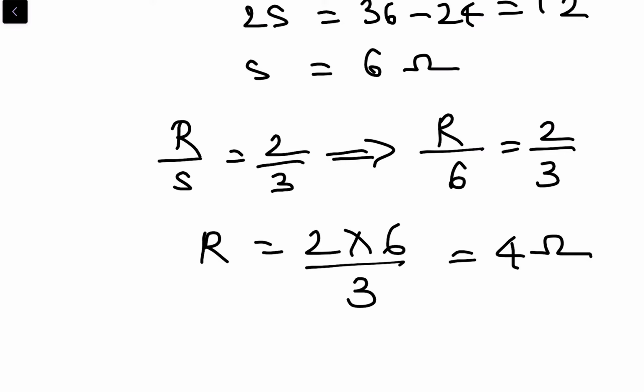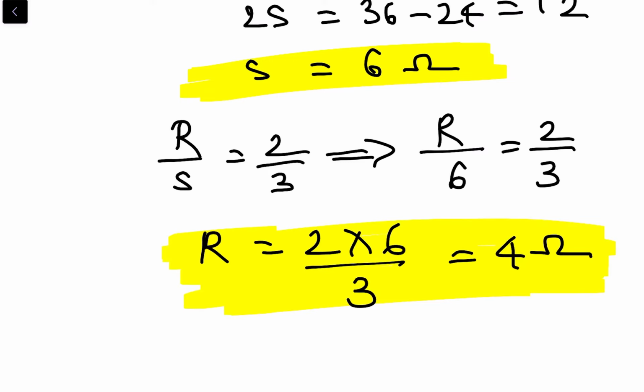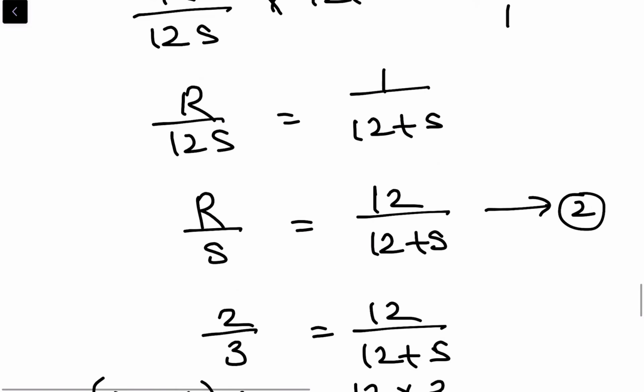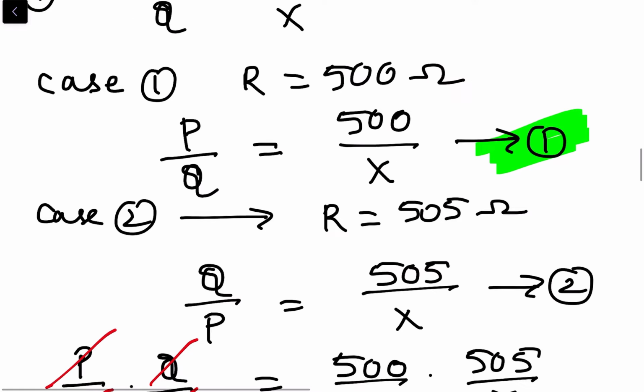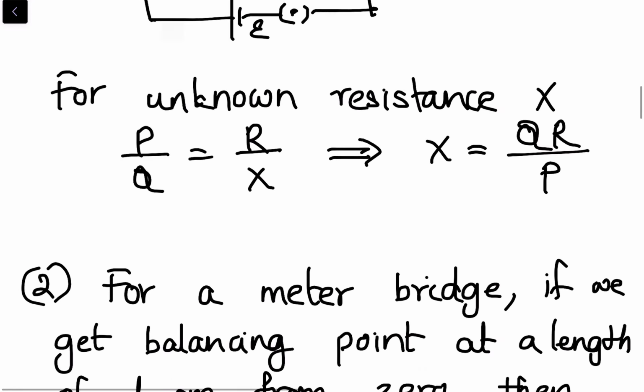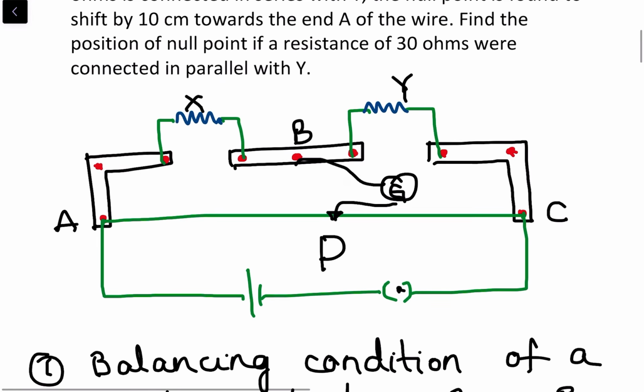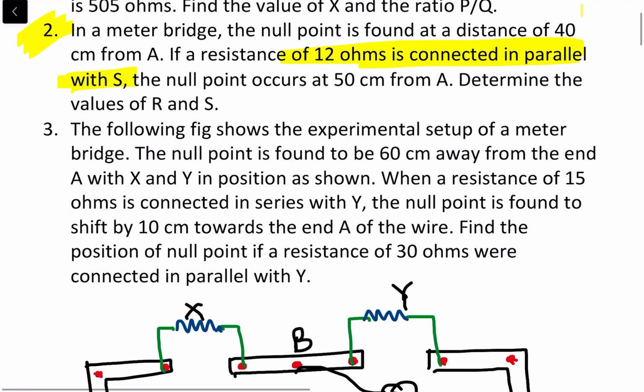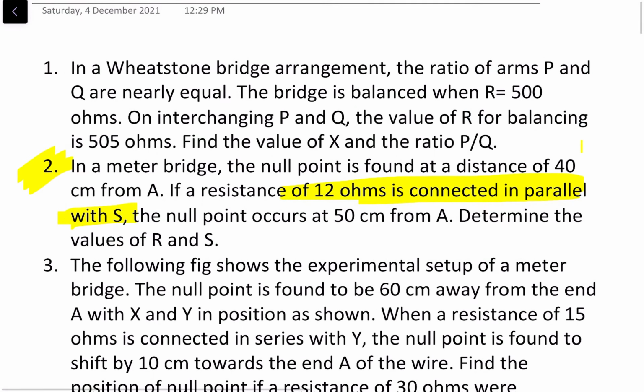So this is the answer we got. S is equal to 6 ohms and R is equal to 4 ohms. So what happened here is they have connected one parallel resistance with the second arm. Then we had to calculate the values of R and S. So with this, the second problem is over.